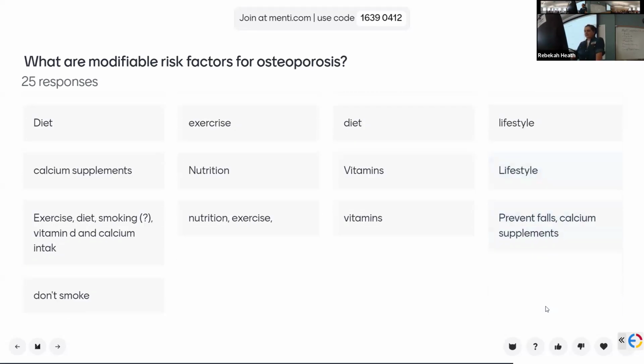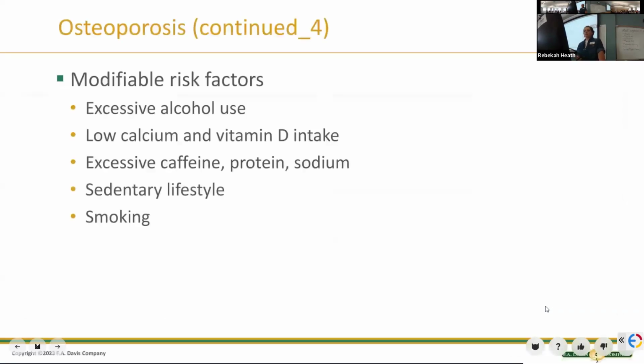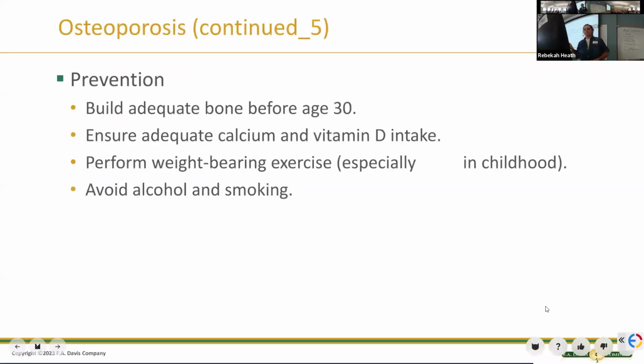Exercise, vitamin D intake. Oh, I love this. Yes, smoking, right? Smoking is a big risk factor for osteoporosis. We're going to teach them, don't smoke. We also have alcohol use, which is a risk factor for osteoporosis. Also excessive protein, caffeine, or sodium, and then a sedentary lifestyle. Remember, we're always encouraging our patients to be up, be active, be moving. That's going to help contribute to keeping strong and healthy bones.